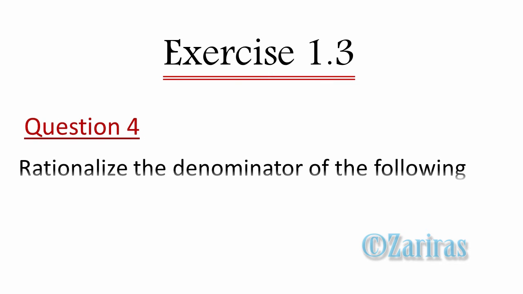Let's see the next question, number 4. Rationalize the denominator of the following fractions. To rationalize, the denominator should be rationalized. So if we have something like root 3 in the denominator, it is not a rationalized denominator. Root 3 is not a rational number, so we have to rationalize that by multiplying root 3 with another root 3. So root 3 into root 3, we know we get 3. So 3 is a rational number, so the denominator is rationalized.